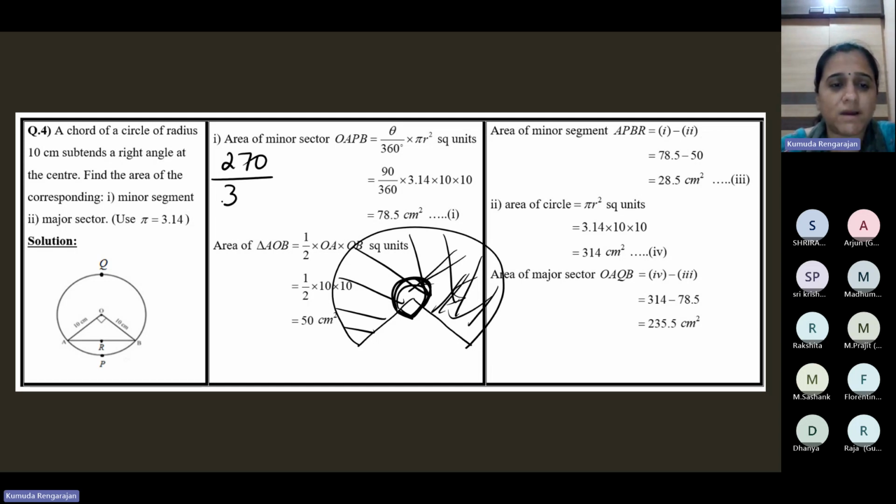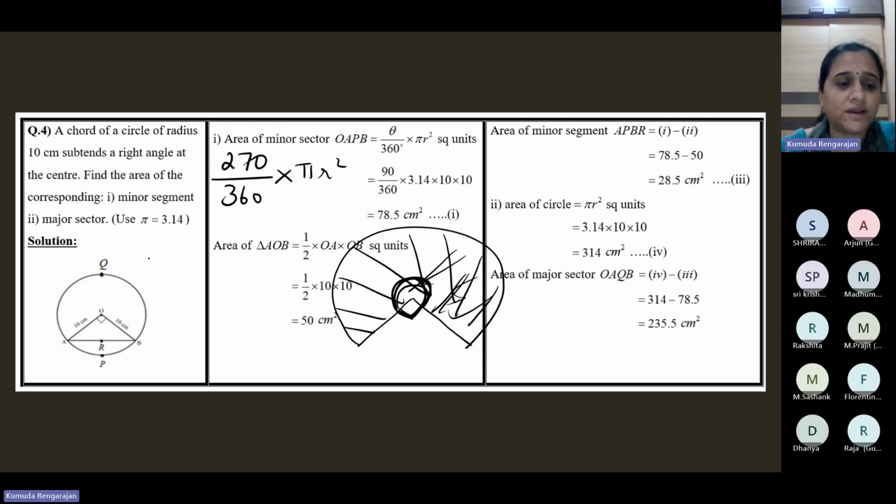So 270 by 360 into pi r square, because the sector area is a part of the area of the circle. The area of the circle is pi r square. So this is some fraction of pi r square, and that fraction is 270 by 360. So this will give you the answer directly.